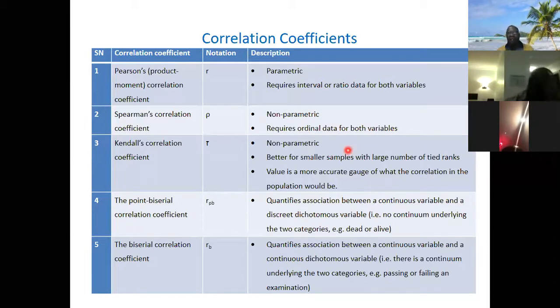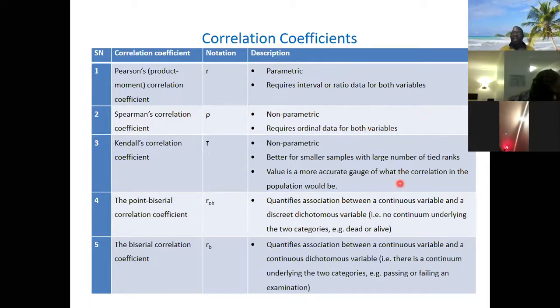So there are other forms of correlation. We are going to look at Spearman correlation, described by Spearman, then Kendall's correlation. Spearman requires ordinal data for both variables. That is, both variables must be ordinal.